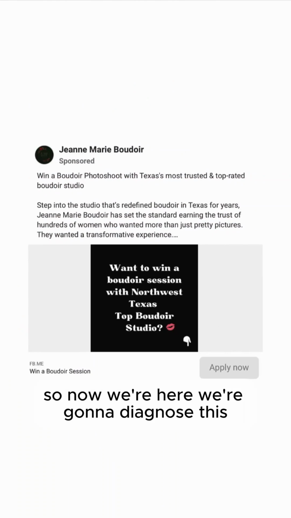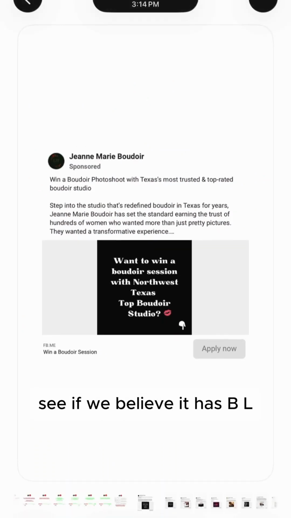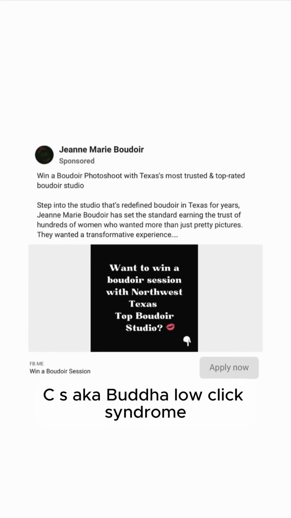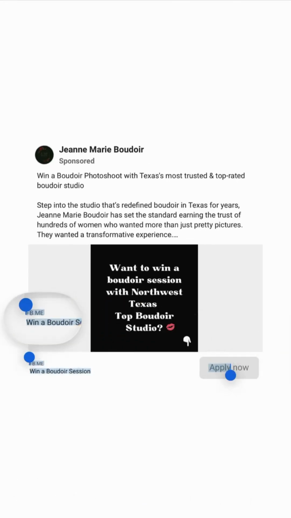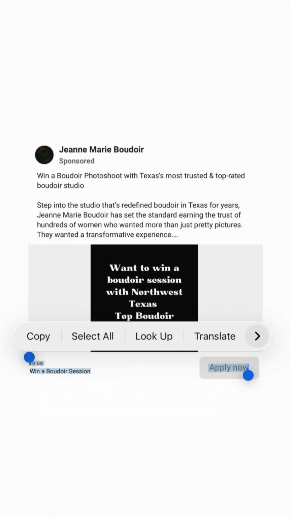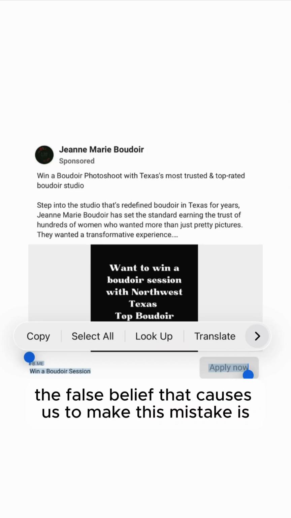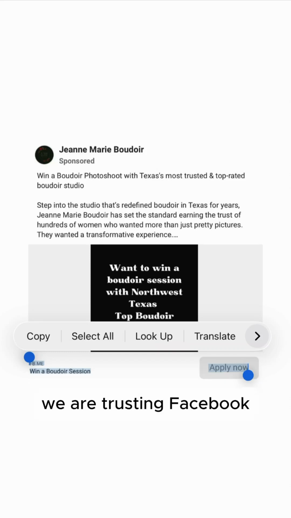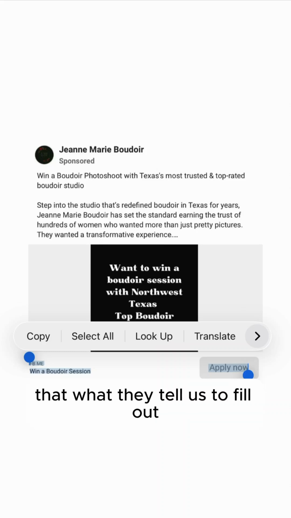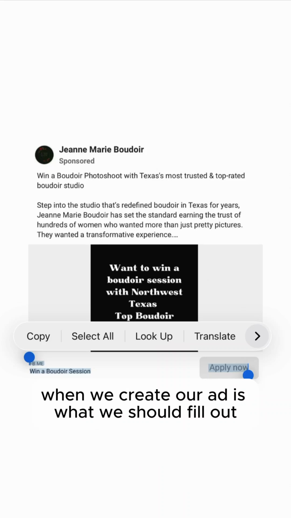So now we're here, we're gonna diagnose this, see if we believe it has BLCS, aka Boudoir low click syndrome. So let's see what we got. So we got the below creative cluster mistake here. The false belief that causes us to make this mistake is we are trusting Facebook that what they tell us to fill out when we create our ad is what we should fill out.